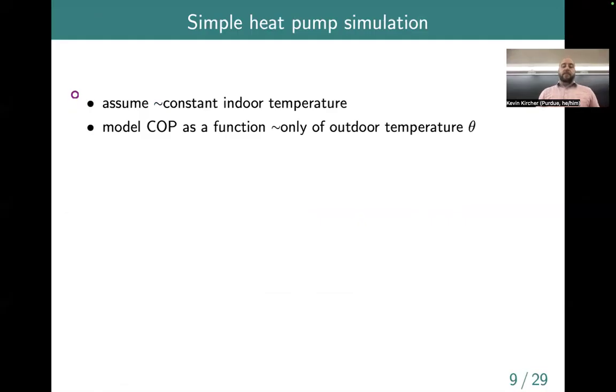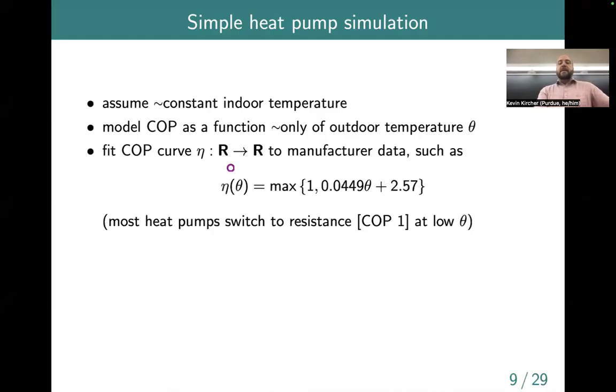All right, so to simulate a heat pump, the simple way to do it, and this is not perfect, but it's quick and dirty and usually good enough for most purposes, would be to assume that the indoor temperature is approximately constant. In reality, of course, indoor temperatures change a bit, but usually they change within a pretty tight band of a couple of degrees. So that variation is not so important. What is really important is the dependence on the outdoor temperature. So we can model the COP as a function of, call it theta, the outdoor temperature. And then we fit a curve, and I just showed you an example of what that looks like.